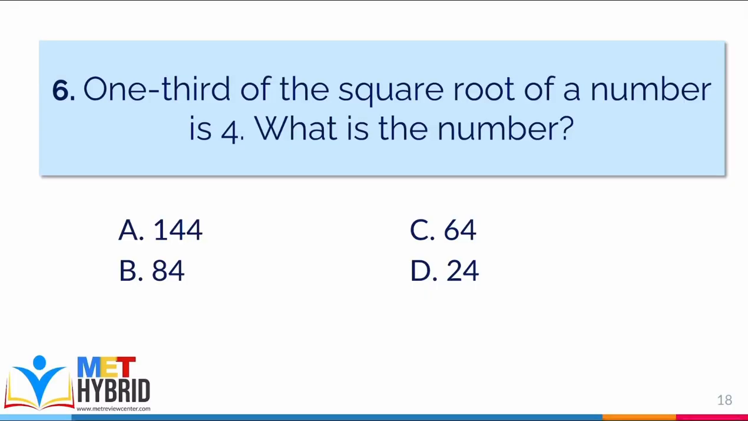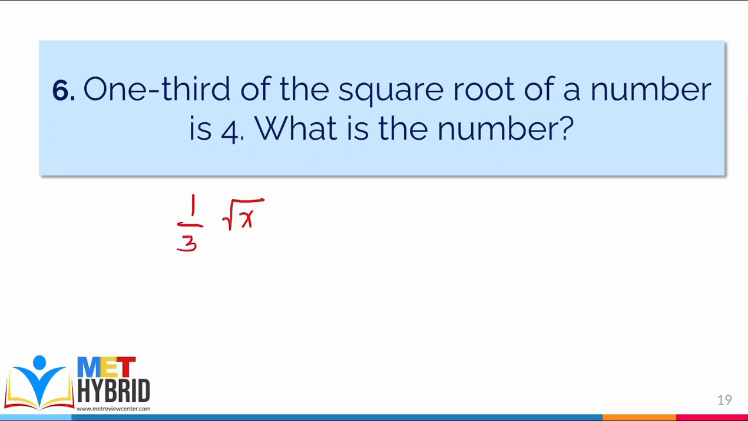Now let's proceed to the 6th question. 1/3 of the square root of a number is 4. What is the number? So we translate the worded problem into an equation this way. 1/3 of the square root of x is 4. Since we need to isolate x, we can multiply 3 on both sides or cross multiply. Square root of x therefore is equal to 12.